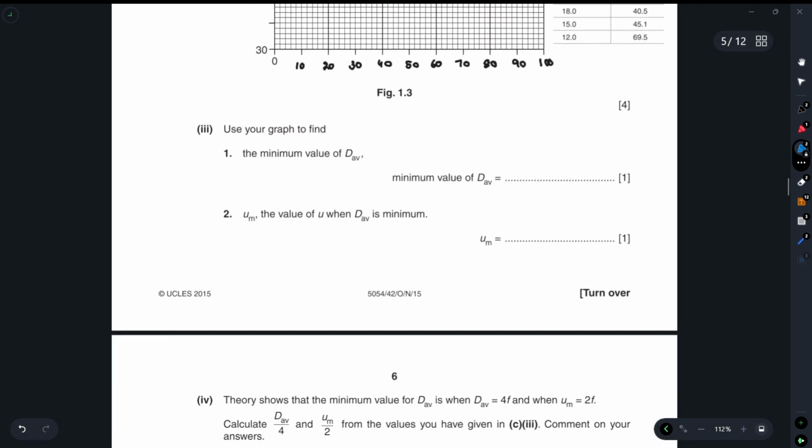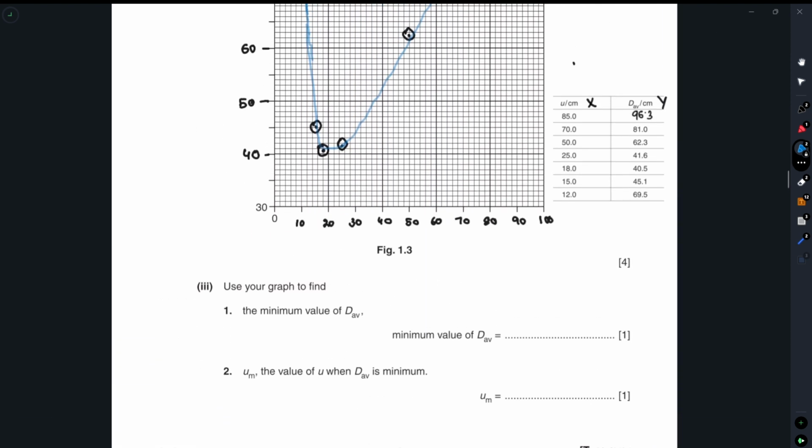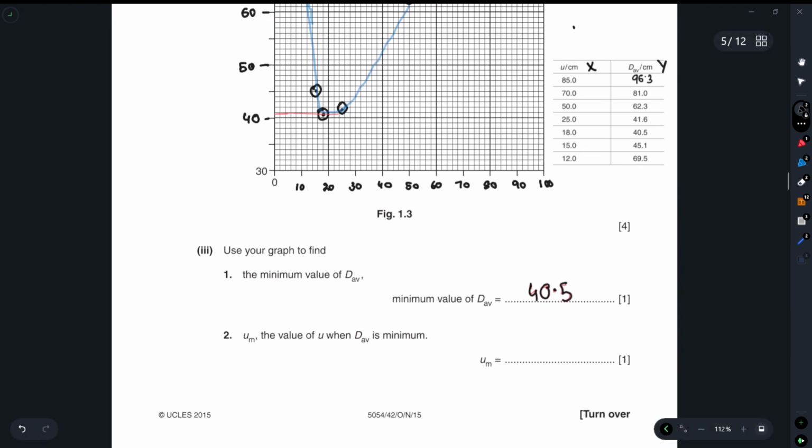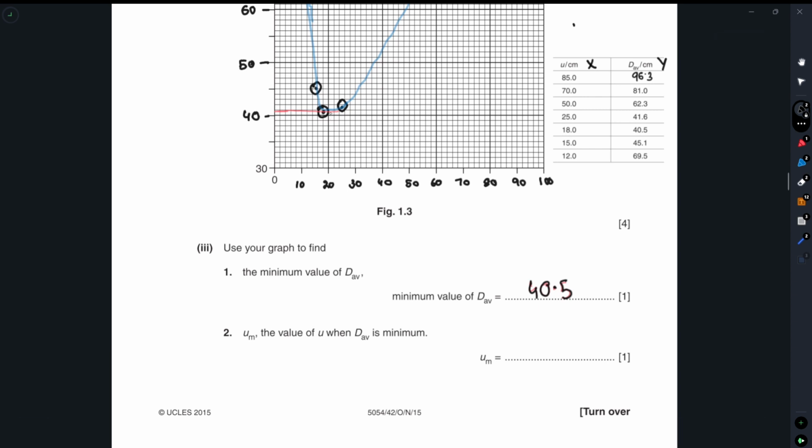So let's see. Use the graph to find the minimum value of DAV. So the minimum value of DAV that you are getting, the minimum value I'm getting is approximately 40.5 if I'm not wrong. So the minimum value that I'm getting is 40.5. And for U, the minimum is maybe 19 or 20. 20 seems just fine, so let's take 19.5.